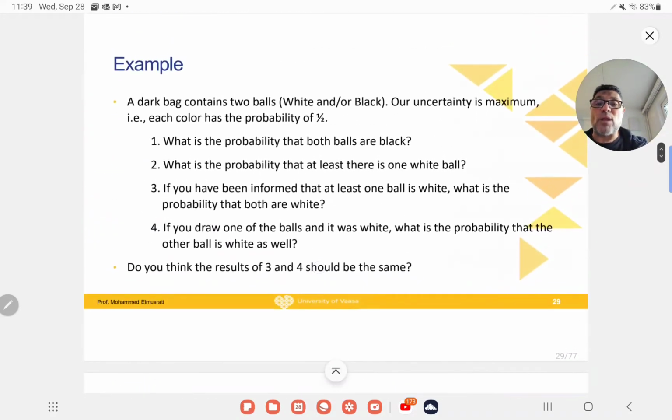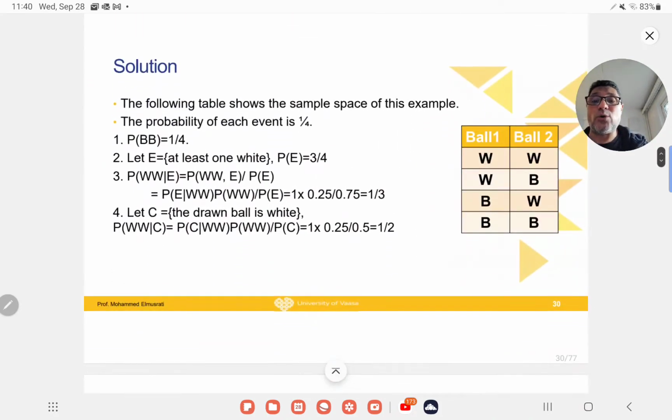Fourth problem: they say that you draw one of the balls and it was white. You drew it already. What is the probability that the other ball is white as well? So you can see it is a little bit tricky here. It is not the same as in number 3. In number 3, you were informed, you didn't draw it, but you were informed that at least one is white. But here, you have drawn it, and you find that it is white. What is the probability that the other ball inside the bag, that you didn't see yet, is white as well? Okay. Now, let us apply the algorithm again.